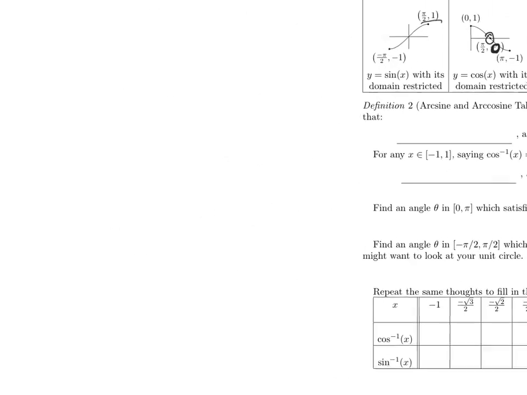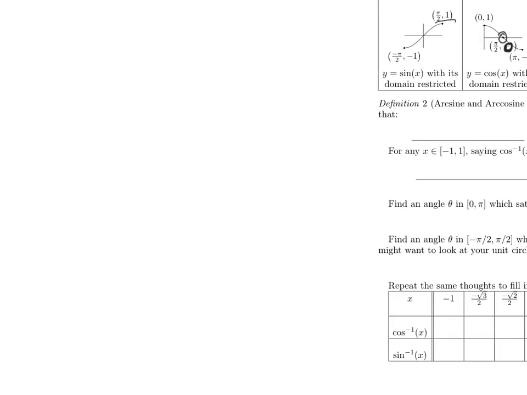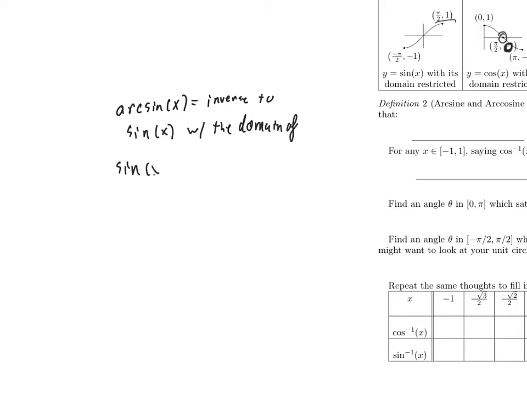Well, we've defined two new functions. We've defined one called arcsine of x, which is the inverse to sine of x with the domain of sine of x restricted to negative pi over 2 to pi over 2.